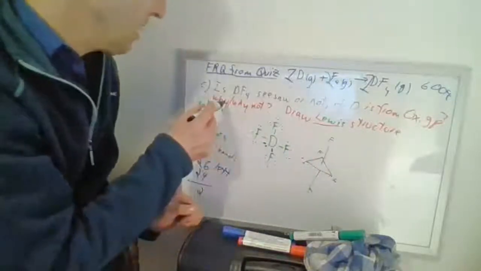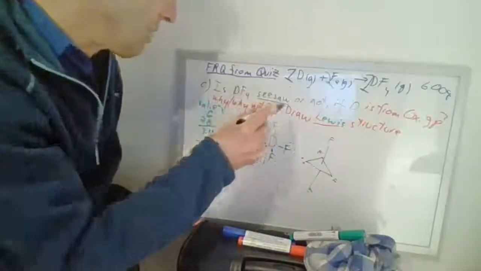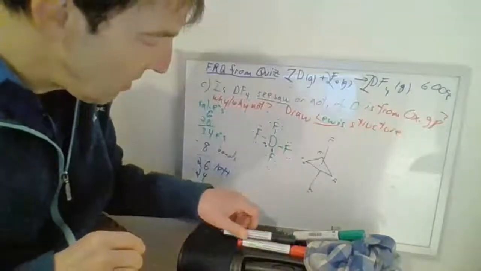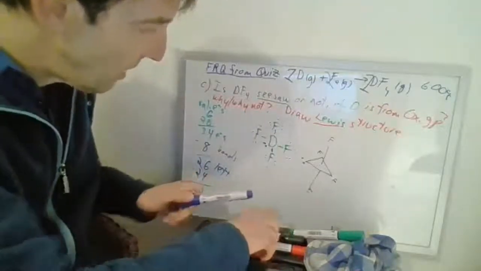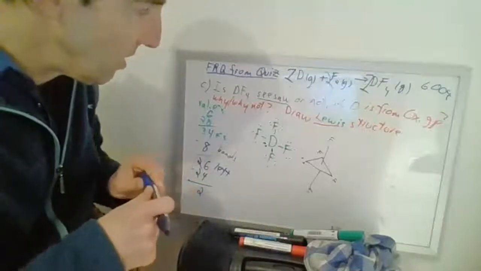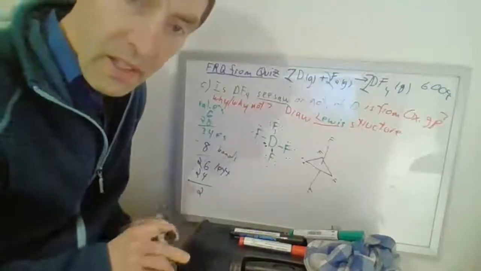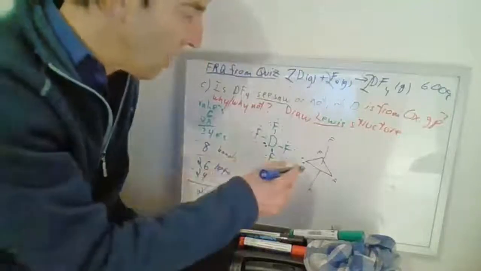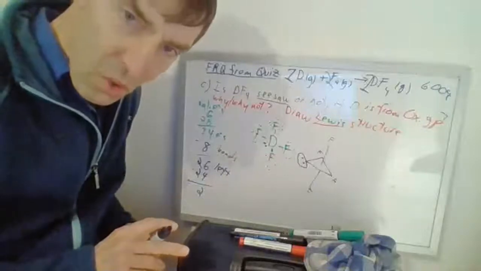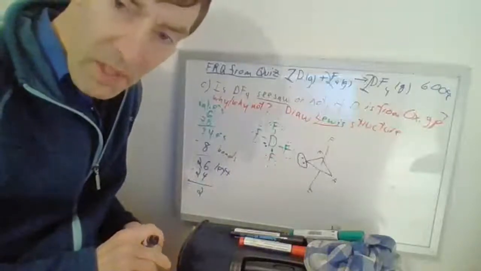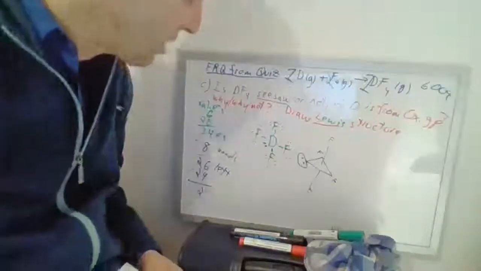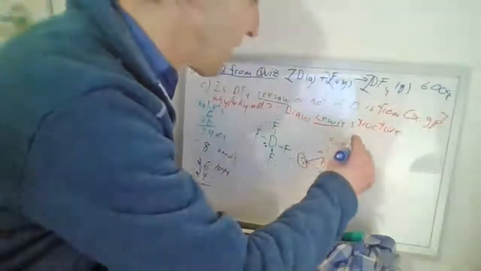Back to our question. Is it seesaw or not? Please answer. Is it seesaw or not? Please answer. 1 unshared pair in a trigonal dipyramid. Bella says, yes, she's right. And you got to say that. Okay, so yes.